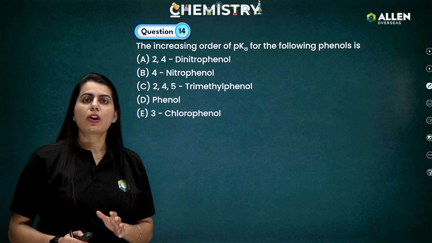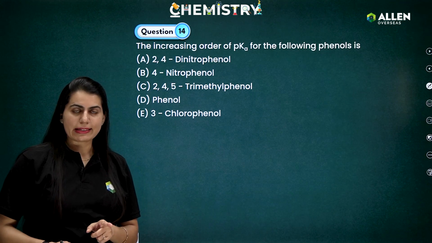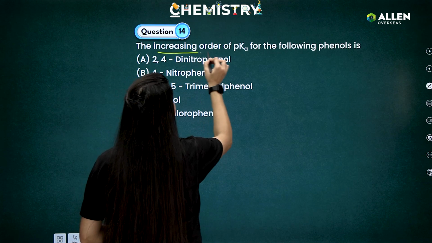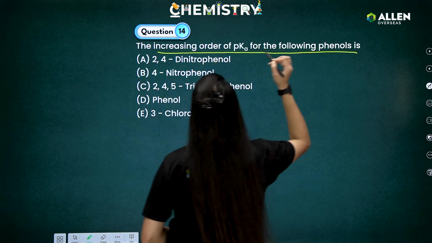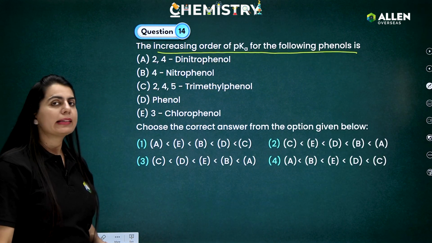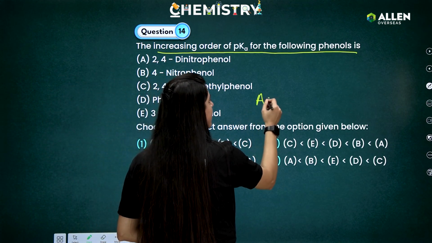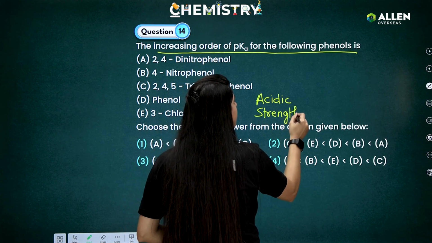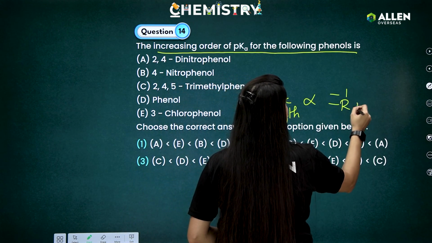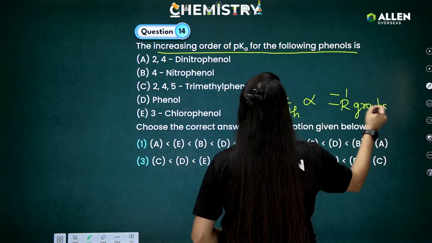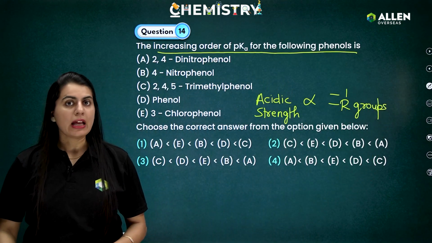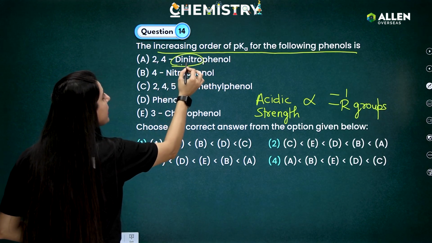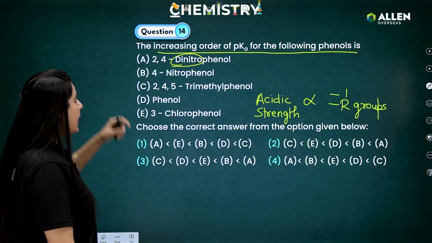Alright students, let's talk about question 14, which is about acidic strength comparison. Here you have been provided with the question, which is the increasing order of the pK for the following phenols. So we'll keep in mind that the acidic strength is directly proportional to -I -R groups, because these groups stabilize your conjugate base. So we can clearly see here that the maximum -I -R group, which is the nitro group, is present in option A.